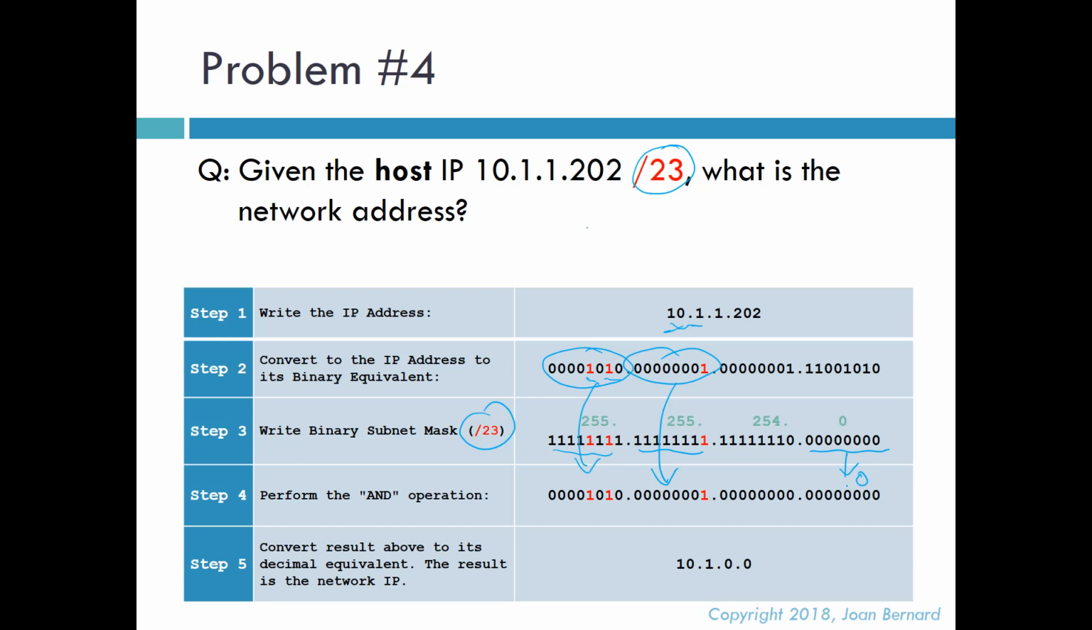So really the only portion of this that I need to do the ANDing on is this part. That's the part that I need to watch. And I look here, there are no bits that line up where there's a 1 and a 1. They're always a combination of different ones and zeros. So I have my answer: 10.1.0.0.